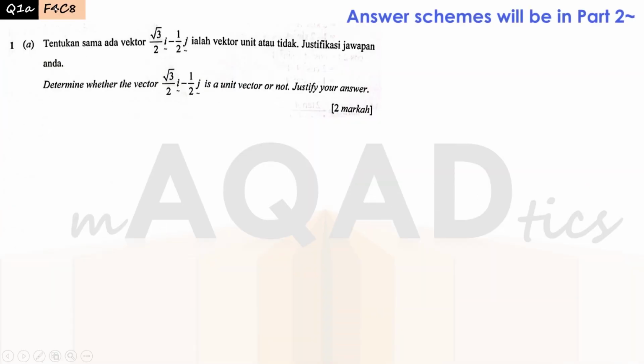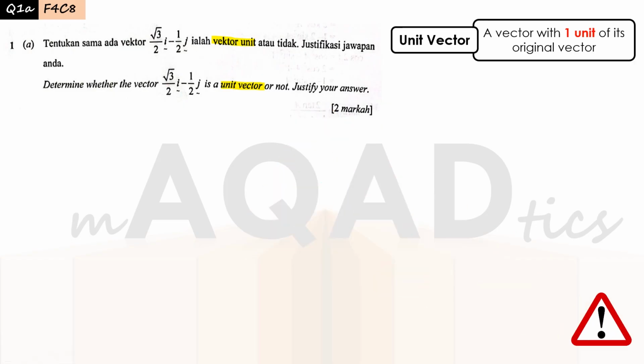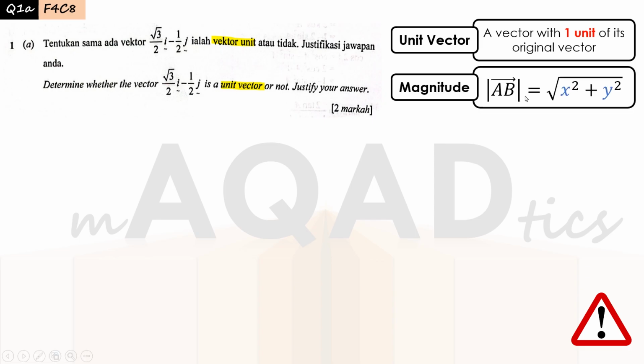For our first question, it comes from the chapter vectors, and here we have a vector and we need to prove whether it is a unit vector or not. Recall, a unit vector actually takes one unit from its original vector. The main point is, for unit vectors, the length or the magnitude is 1 unit. Recall, how do we find the magnitude? We use this formula.